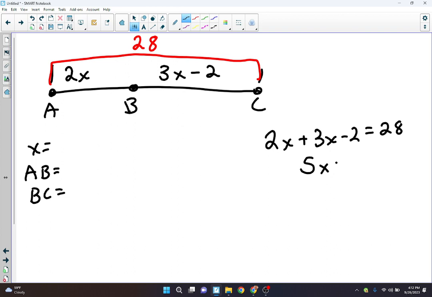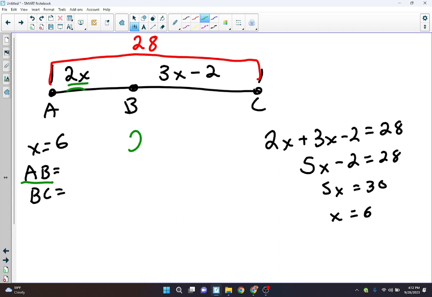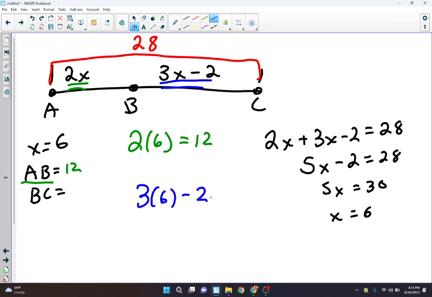So a little bit of algebra. 5x minus 2 equals 28. 5x equals 30. X equals 6. So I found that x equals 6, but I'm not finished, because I need to find what AB is and BC. For AB, I take the equation for AB and plug in the x that I found. So 2 times 6 is 12. Then for BC, I plug the 6 into the other one. So it would be 3 times 6 minus 2. So 18 minus 2, 16.